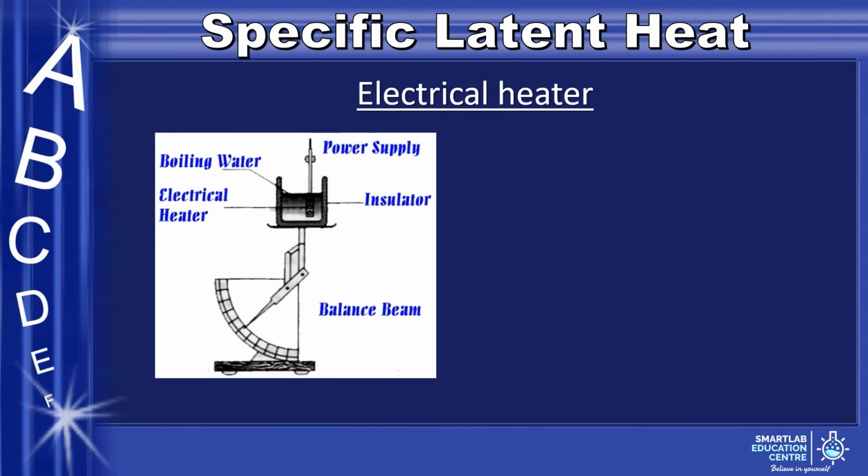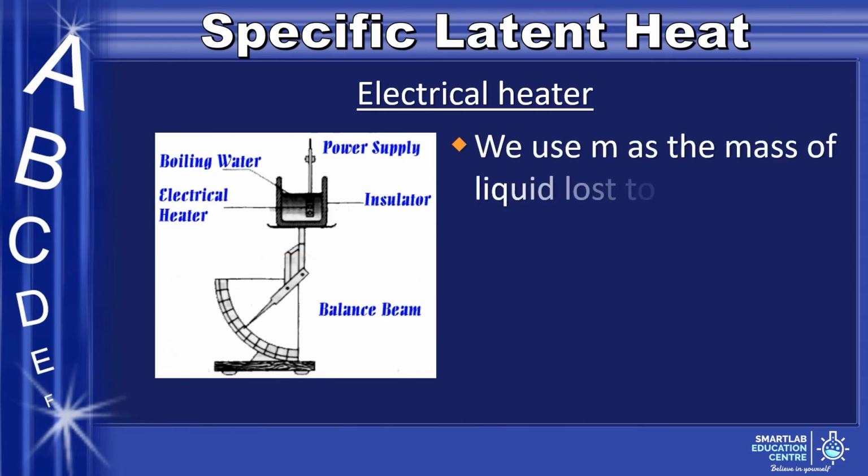Lastly, we have the electrical method as shown here. When the power supply heats, the water will change phase from a liquid to a gas. The gas then escapes the beaker, resulting in a change in the reading of the balance beam. We use m as the mass of liquid lost to the surroundings, and we use the following equation below.